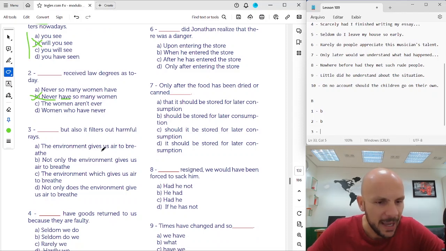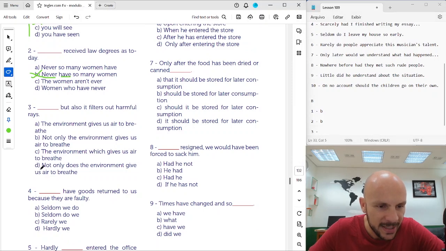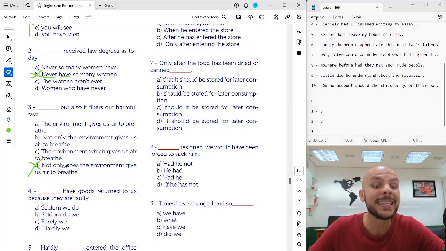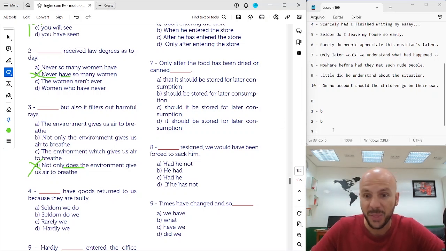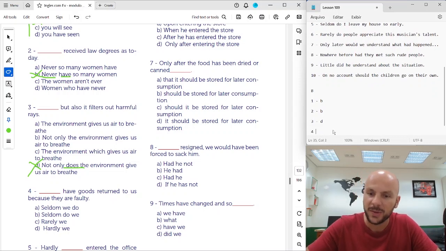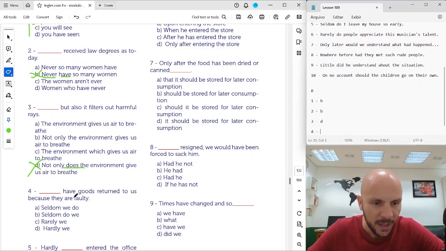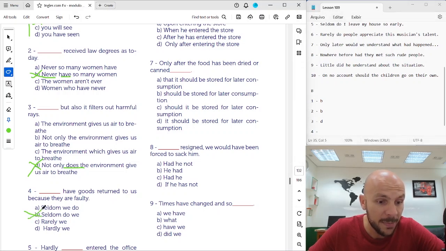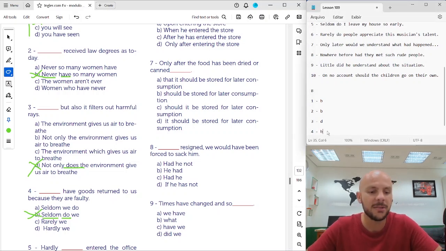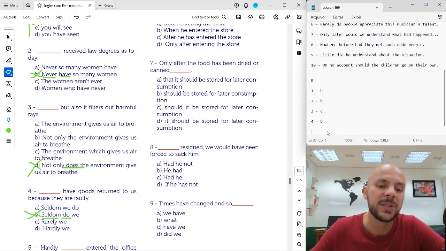3. The environment gives not only, letter D, look: not only does the environment give us air to breathe, but also it filters out harmful rays. So 3 letter D. 4. Have goods. Okay, so seldom do we, because I need the adverb and the auxiliary. So 4 letter B. Seldom do we have goods returned to us because they're faulty.